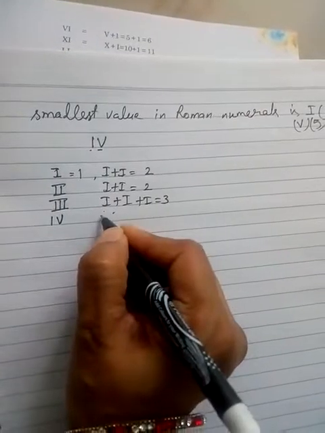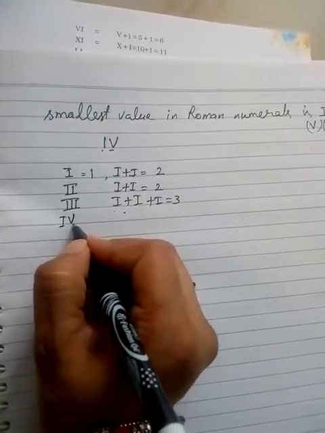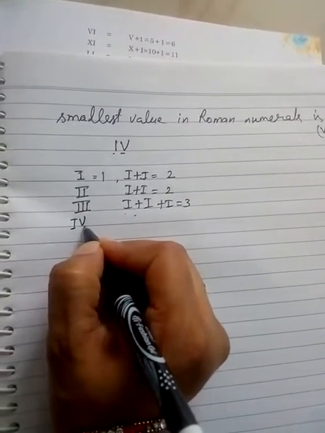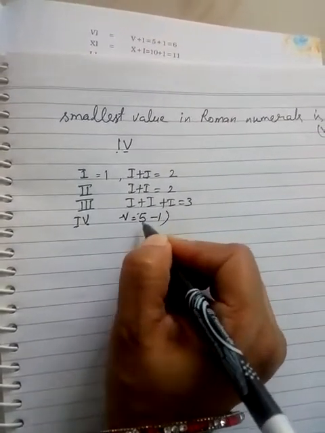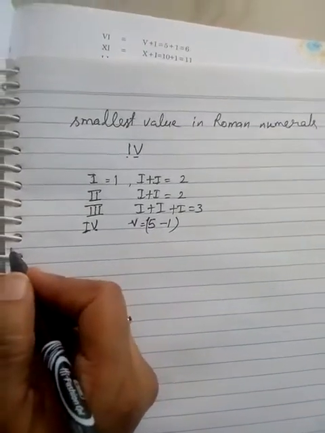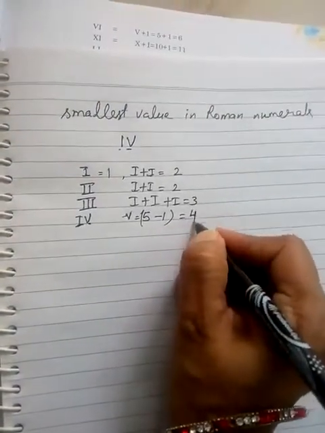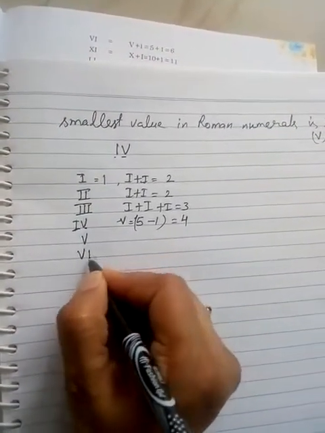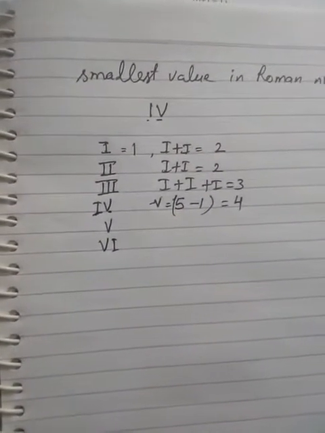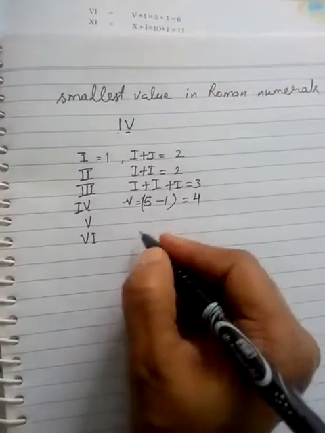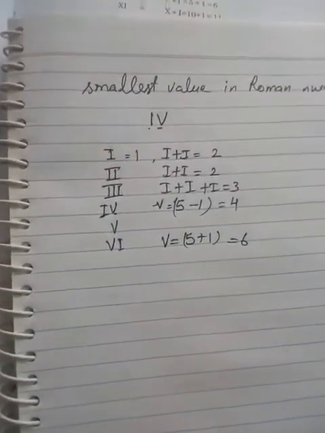IV means when we write any smaller value Roman numeral before any greater value Roman numeral, it means the subtraction. That means IV is 5 minus 1. If I is written on the left hand side of V, it means the subtraction, so it will become 4. Now 5, now 6. If any smaller value Roman numeral is written on the right hand side of a greater value Roman numeral, it means addition. VI is 5 plus 1, means 6. Okay, this is the way how we write.